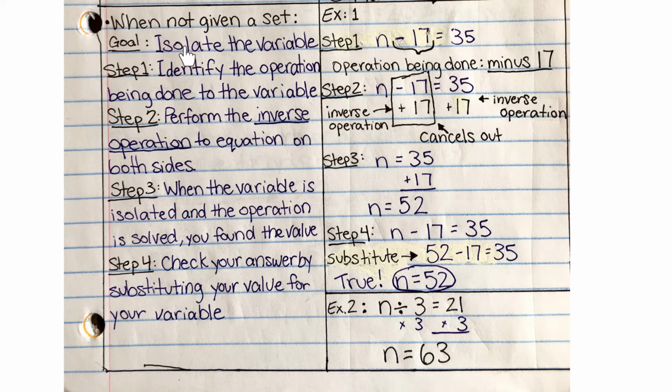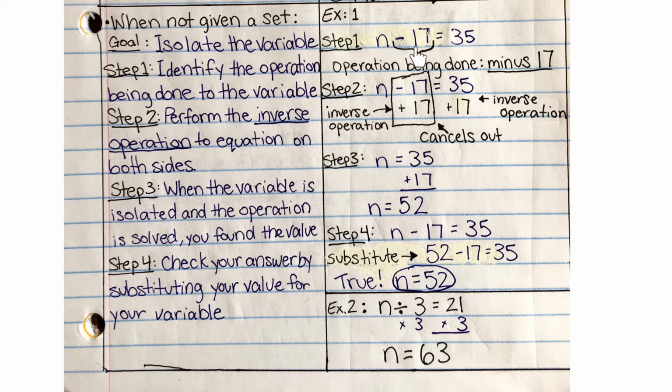And our goal is to isolate the variable, to get the variable by itself. Get it sitting alone all by itself. Okay? So, step 1 in our goal of isolating the variable is to identify the operation being done to the variable. I always use n for our variable, right? So here, n is not by itself. Here we see n minus 17 equals 35. N is not by itself. It's got a minus 17 next to it. So step 1 is to identify that operation which is being done to the variable.